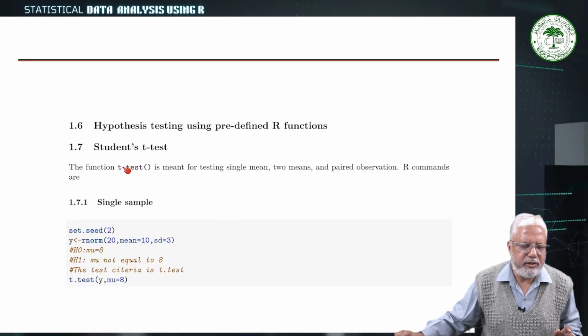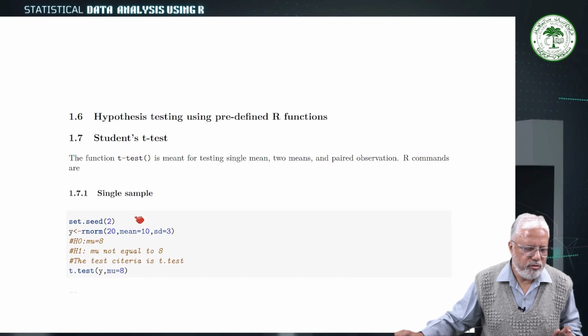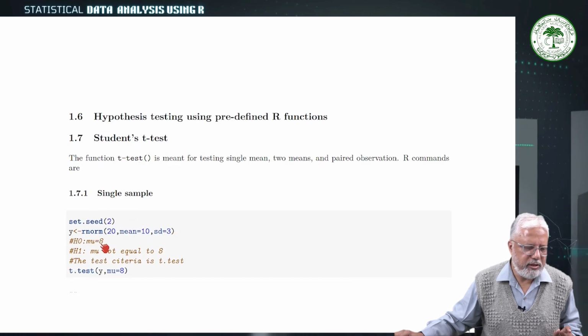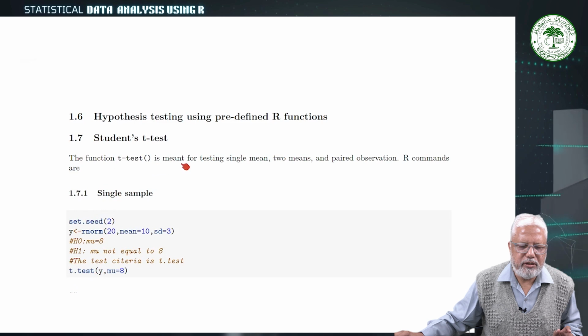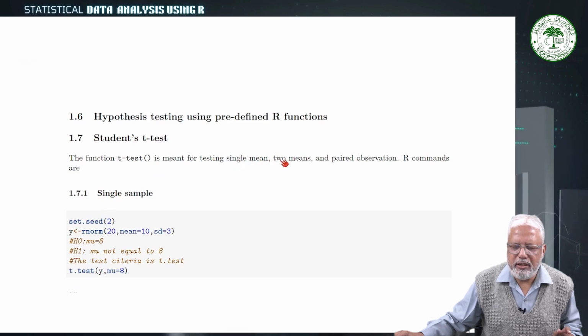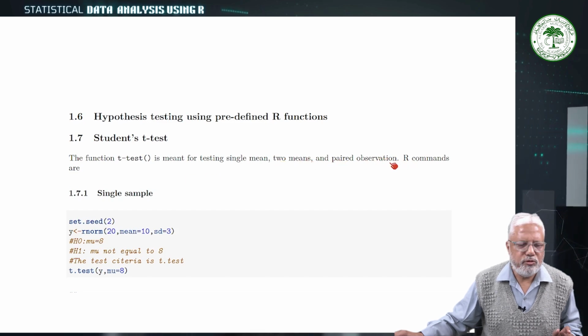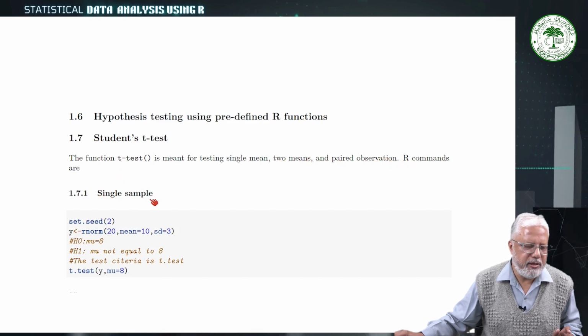It is actually t dot test, not t dash test. So see, here we have used t dot test. The function t.test is meant for testing a single mean, two means, and paired observations also. So our commands are for the single sample test.